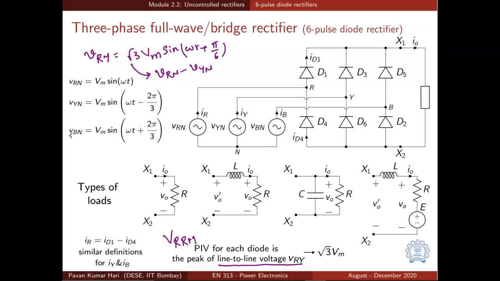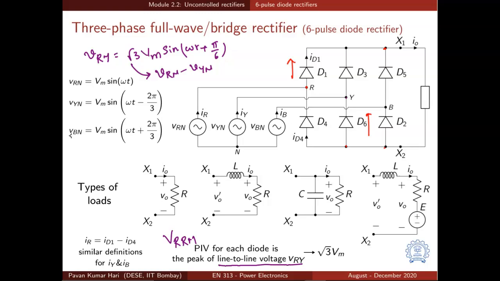We have concluded that one diode from top group and one diode from bottom group always conducts. Let us say we take the state D6, D1. So when D6 and D1 are conducting, what will be the output voltage? See, R is connected to this point X1 and Y is connected to X2. So the output voltage will be VRY.